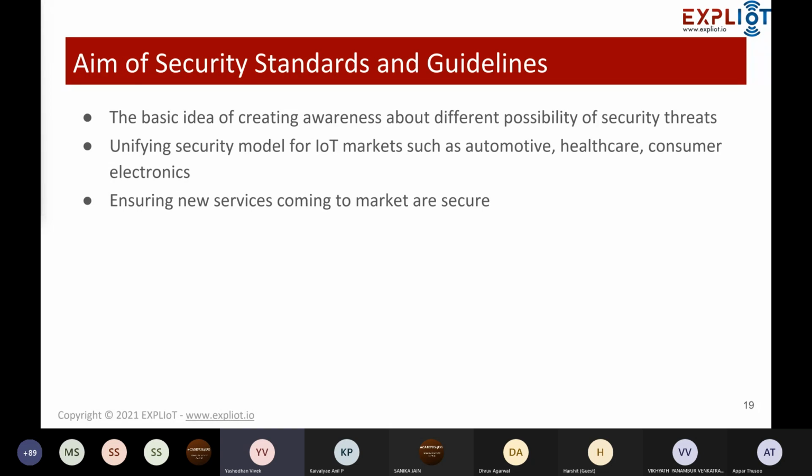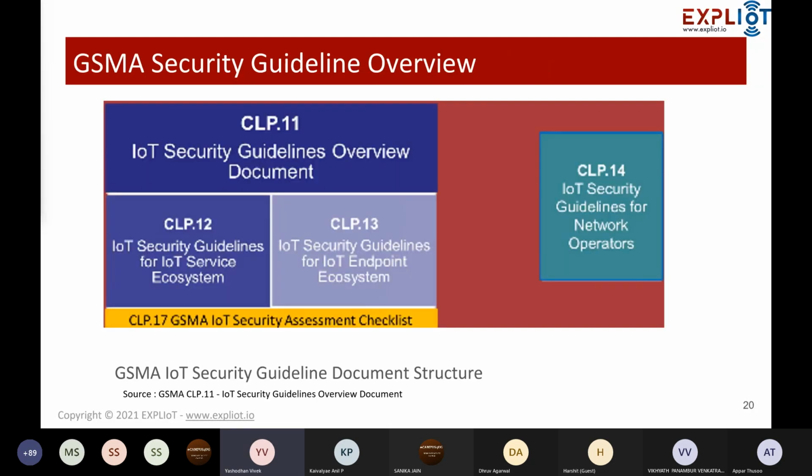Now coming to the aim of these particular standards or guidelines, it is very important that IoT is a diversified area, right? If you go to the automotive part, you again have IoT, in healthcare there is IoT, and in all of these areas, if you try to unify the security models, these guidelines will certainly help you in doing that. If I go into detail on some of the guidelines, let me speak about the GSMA. We'll explore this GSMA briefly, and then you will understand how important it is for the product to have such guidelines.